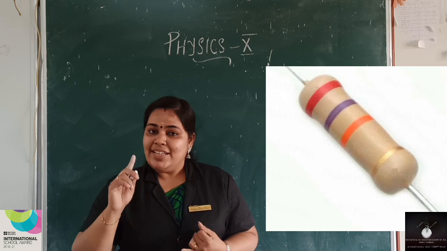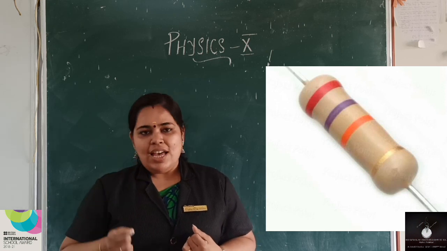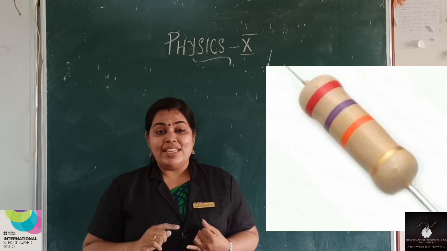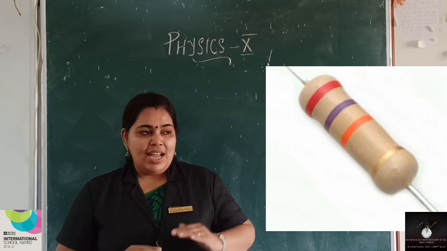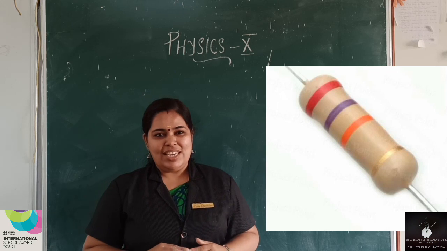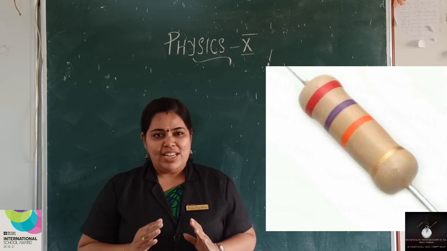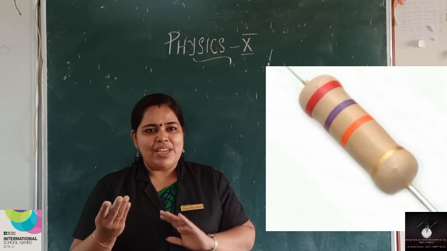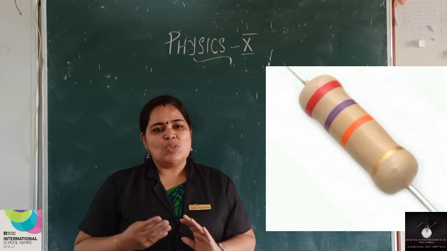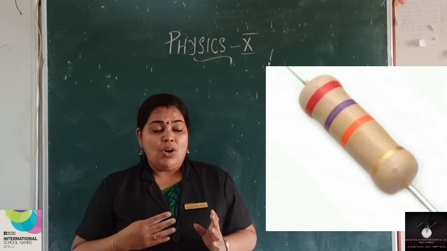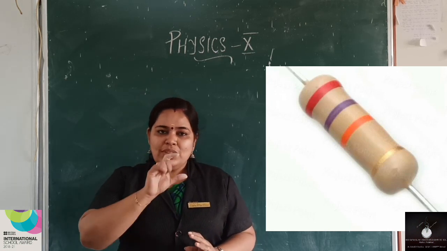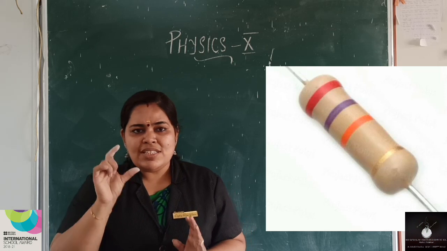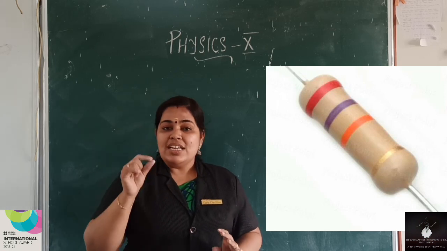The first two colors indicate the digits, and the second color indicates the number of zeros. The last one indicates the deviation, that is, it may be plus or minus. A difference of plus or minus 10 or plus or minus 5% will be there. So that is a method to find out the resistance of a resistor.